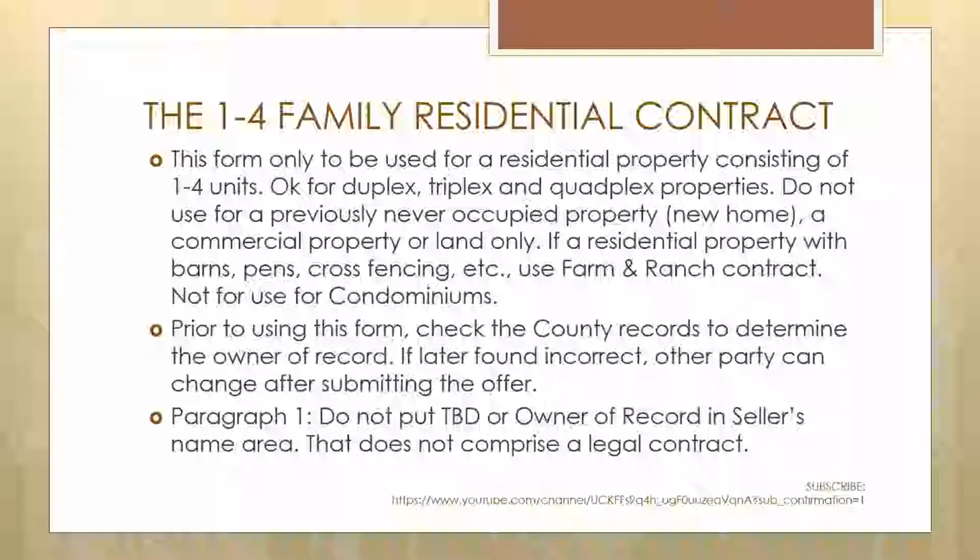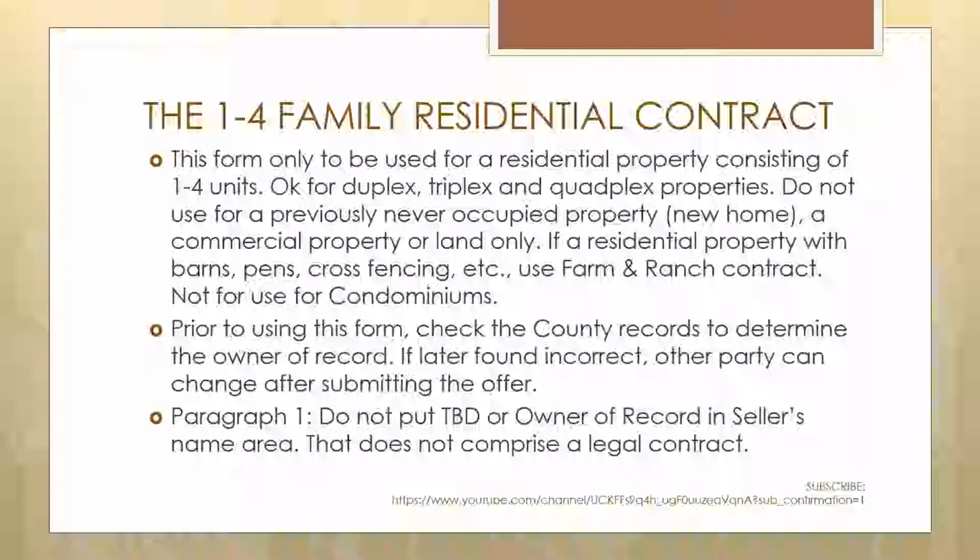Do not use it for a never occupied property. You'd use a new home contract or a commercial property. They have commercial contracts, obviously, or land only, which would be the unimproved property contract. So if a residential property has barns, pens, cross fencing, etc., then use the farm and ranch contract. And of course, this is not for use of condominiums. They have another property form for that.